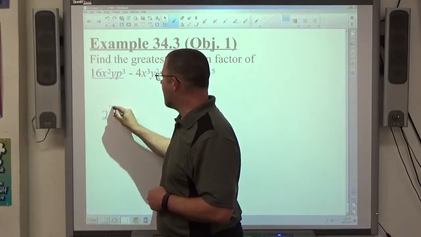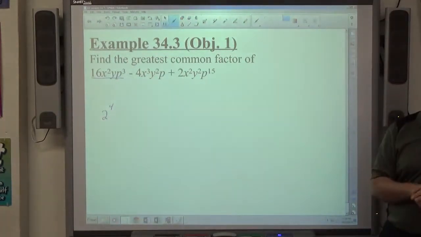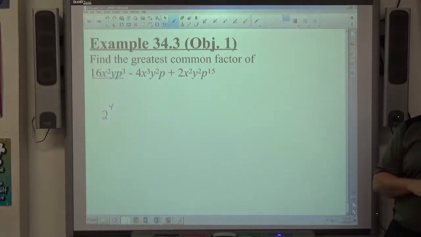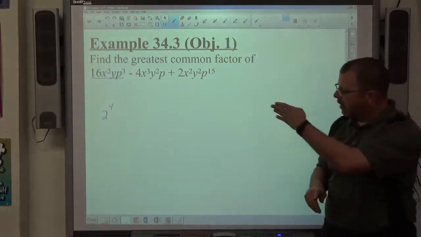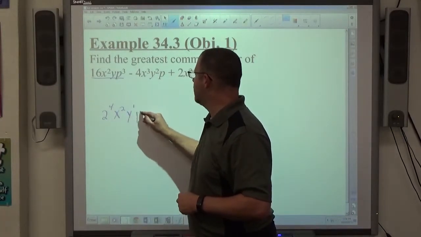16 is 2 to the 4th power. Again, if you can do that mentally, fine. If not, do a factor tree, get it down to all prime numbers. 16 is 2 times 2 times 2 times 2, better known as 2 to the 4th. Then I have x squared y to the 1st p cubed.